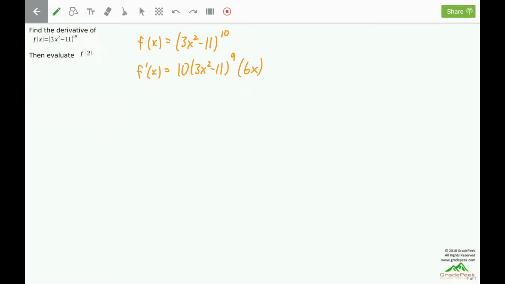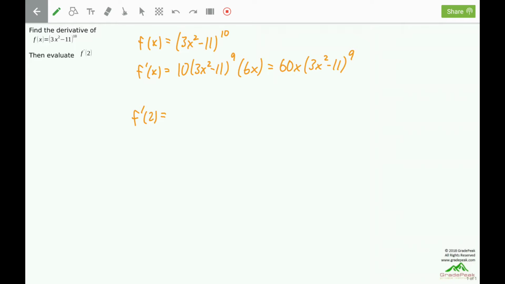Now that 10 and that 6x can multiply each other and be written in the front since everything is multiplying here. And that'll give us 60x times (3x squared minus 11) to the 9th. There's our derivative f prime of x. The next thing to do is to evaluate f prime of 2.